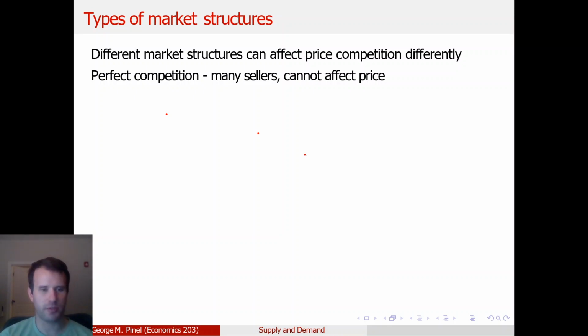So in perfect competition, there are many sellers. They don't really have a say in how the price is set. The price is set by the number of sellers in the market. Like I said, if one person tries to change the price, then they'll either gain all the consumers or they'll lose all the consumers.